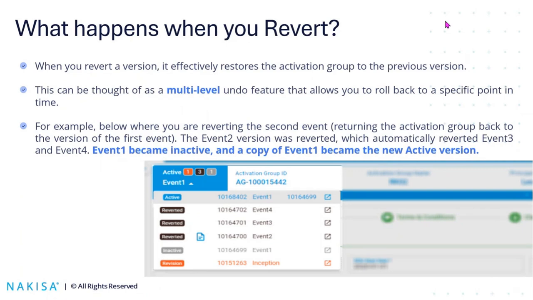Or if you're going back one level, or if you would like to do a multi-level revert, as in a quick snapshot, you can see here where you're reverting the second event and returning the activation group to the version of the first event. So if I just show you here, the inception was first at the start, then the user had events 1, 2, 3, and 4, and then decided to revert back to event 1. And that's when you see the event 1 name remains the same, and now it has become the active event. I'll go into more detail in a bit.